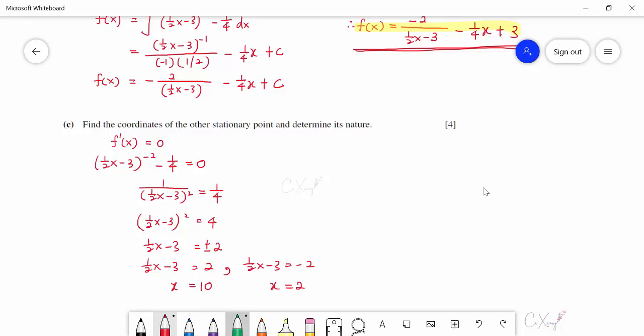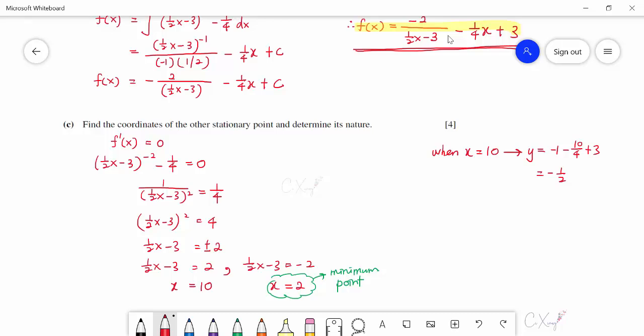So you already know that x equals 2 is the minimum point for this curve. Alright, so we are actually more interested in this x equals 10. So again, when x equals 10, I need to find out the value for y. So y will be equal to, substitute x equals 10 into the original equation here. We have negative 1 minus 10 over 4 plus 3, and your y is actually equal to negative half.